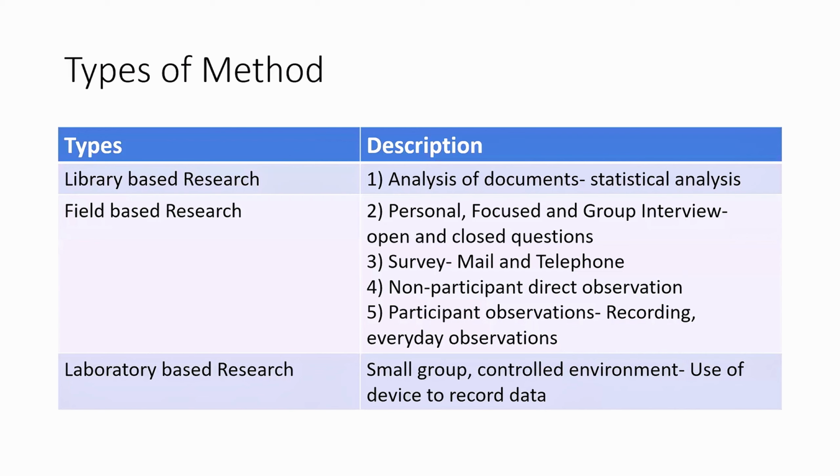Then the next one is field-based research. Field-based research is the one that we've been talking about when we talk more of primary data. Personal and focus group interviews, open and closed-ended questions, they are basically field. Surveys, whether mailed, through telephone, or using Google Form or SurveyMonkey, whatever means you intend to use to get your findings, they are field-based. Whether non-participant direct observation, where you are not there, you send somebody to do it for you, but at least they got something to work with, it's still field-based.